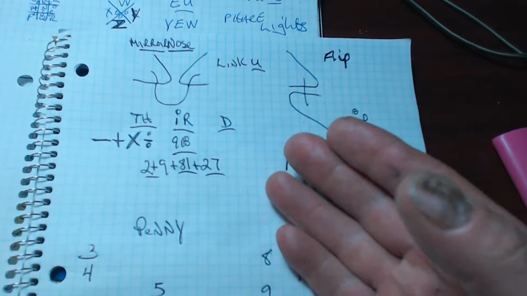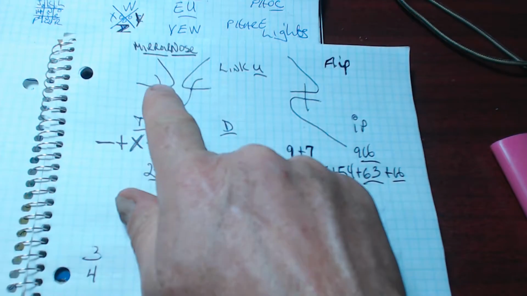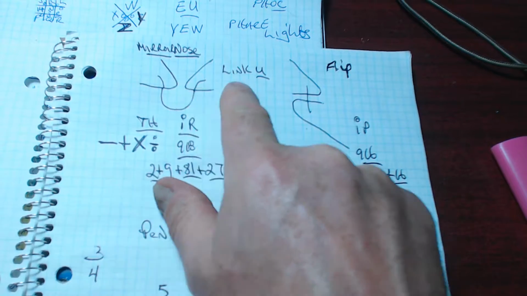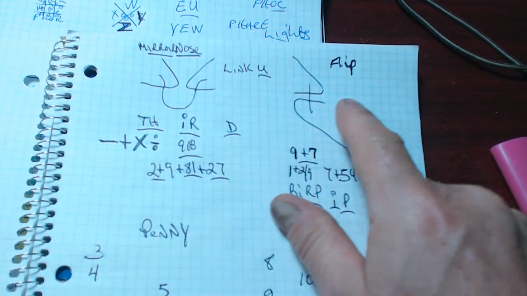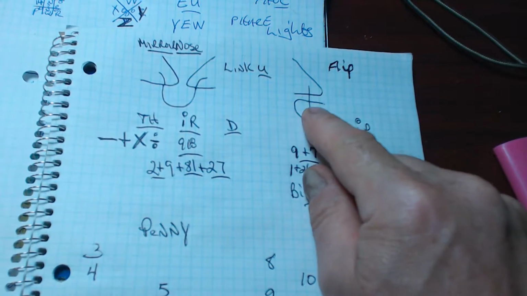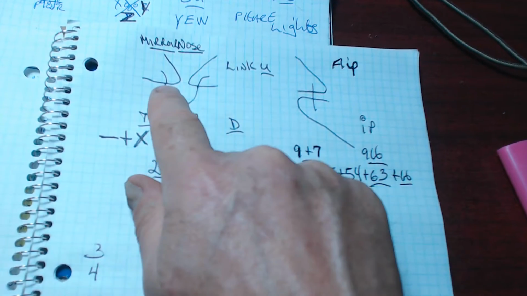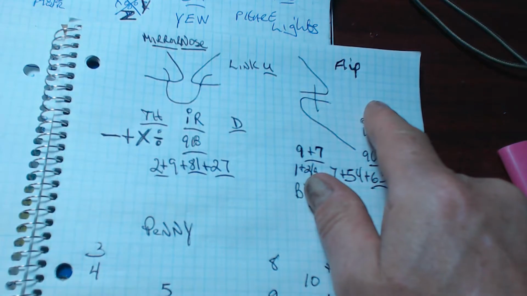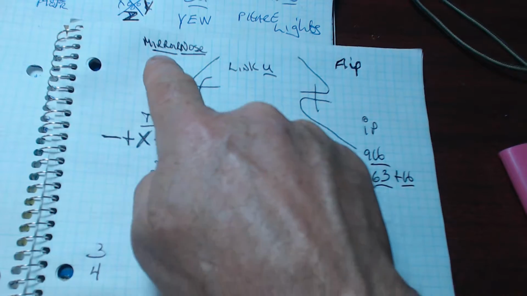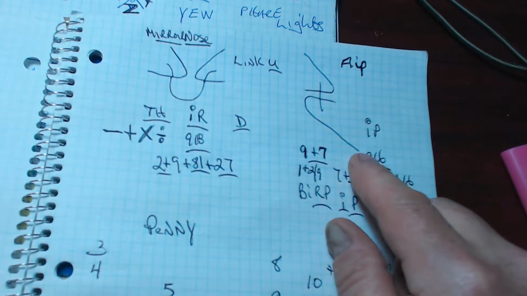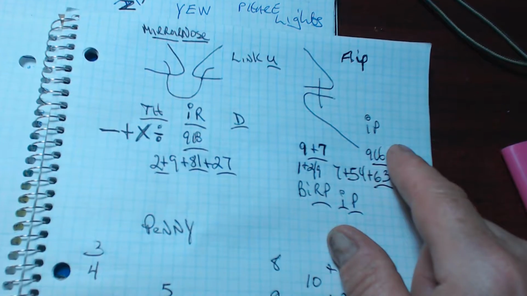Let me begin with two faces. One face is mirrored. We need a U-link. The other one is flipped. Flipped and mirrored. IR, IR, IPIR. It needs an IP address.